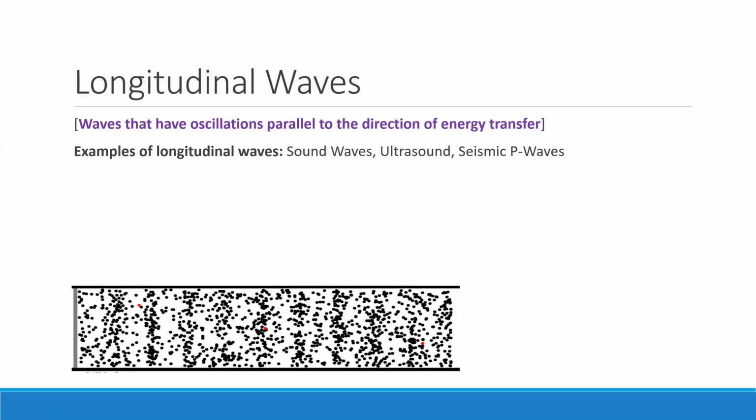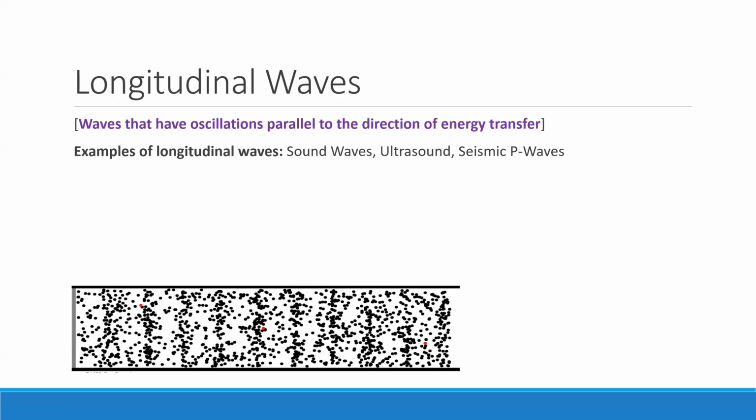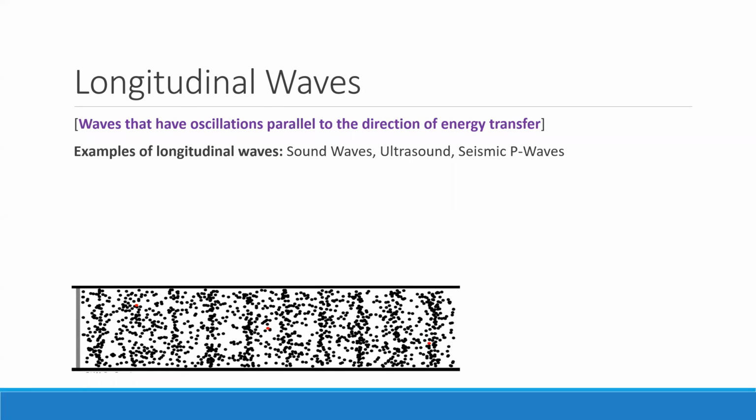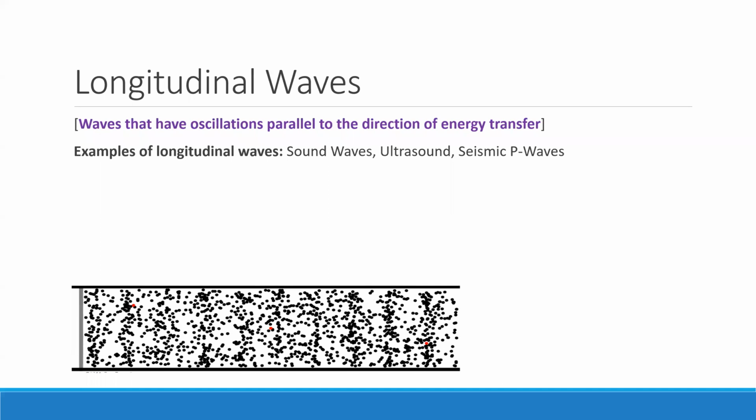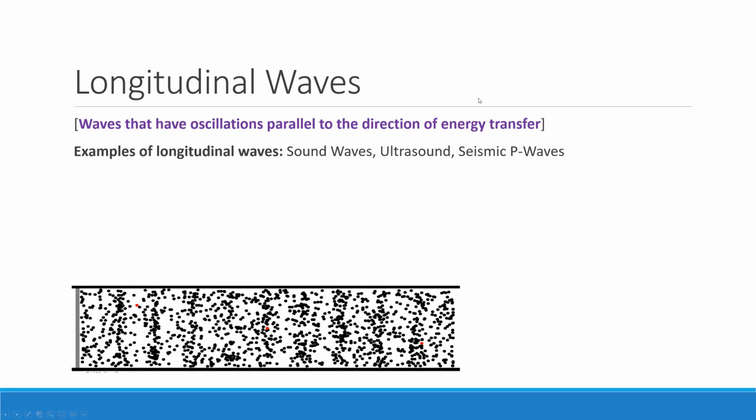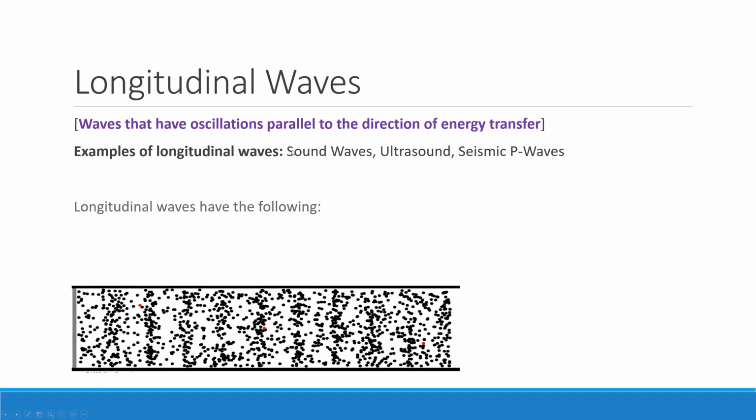So earthquakes have S waves and they also have P waves. You don't need to understand too much about the nature of seismic waves, but what you do need to know, I guess, is that the P waves are longitudinal and the S waves are transverse.